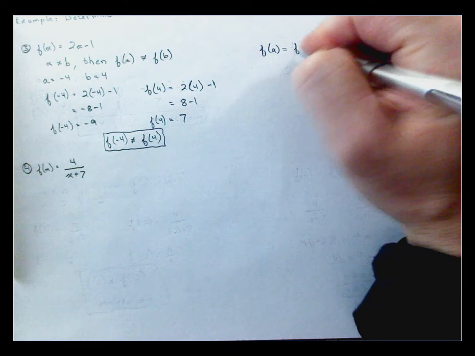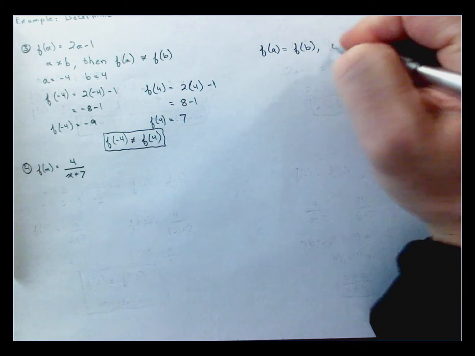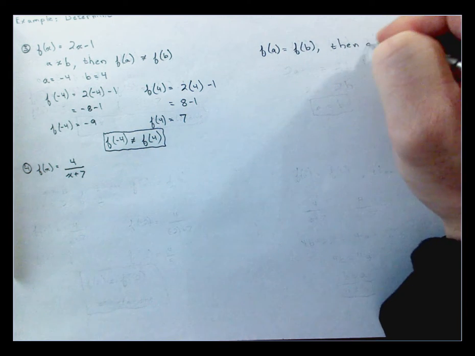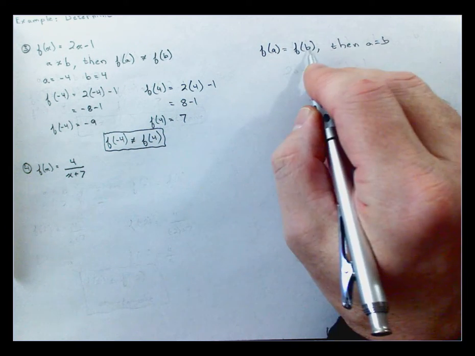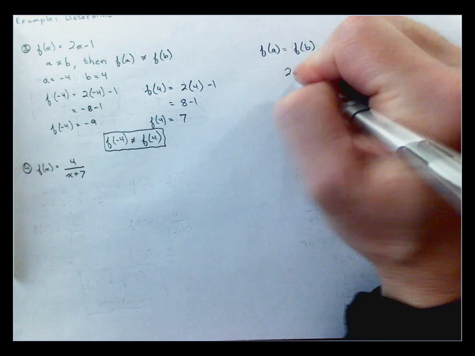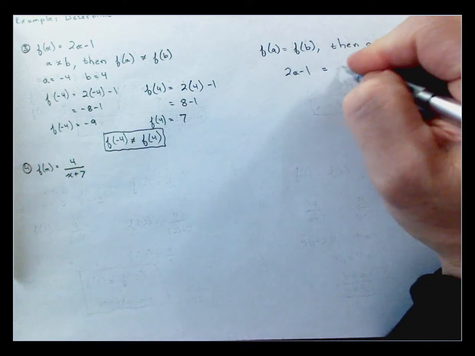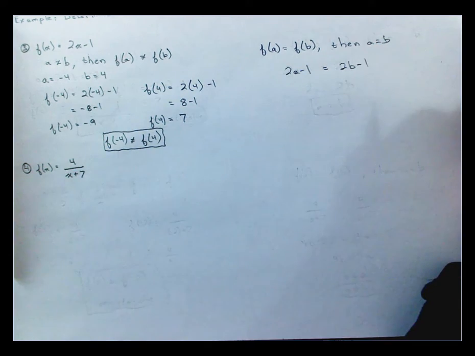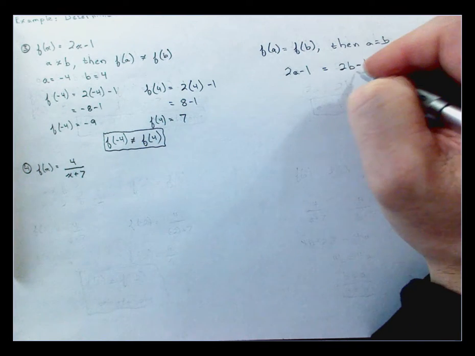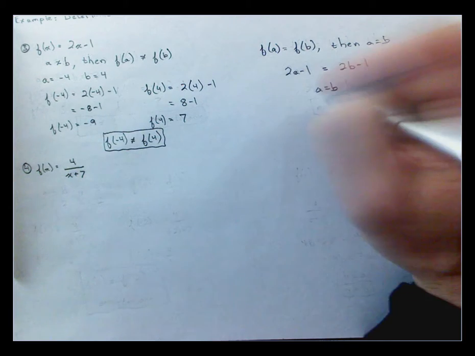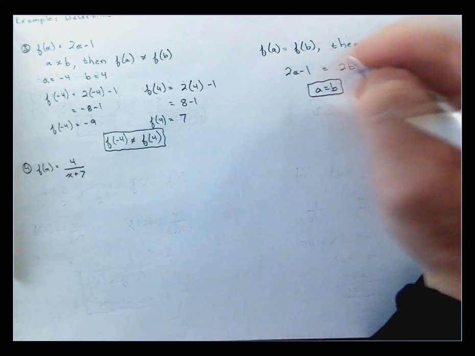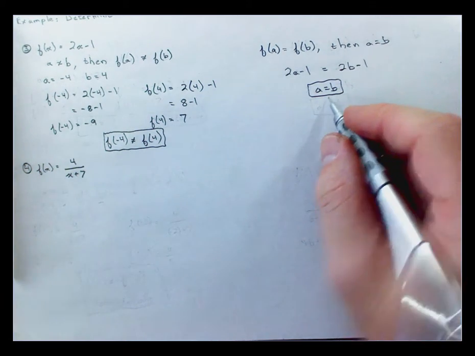Or I could turn around and say f of A equals f of B, then A equals B. And then what I do is I replace my x values with A and my x values with B. So what I'm left with is 2A minus 1 equals 2B minus 1. Add 1 to both sides, divide both sides by 2, I'm left with A equals B. Therefore it is one to one.